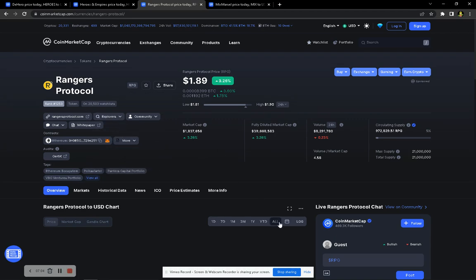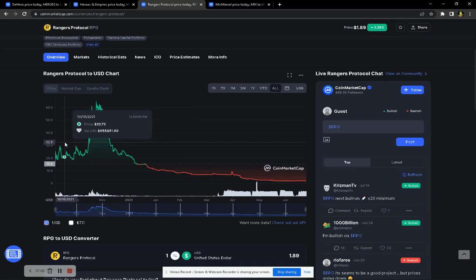Okay, we're going to check out the alt chart. You see, it looks kind of similar to Dehero and Heroes Empire. If you look at the charting, it's exactly the same thing. They actually came out around the exact same time, too. So if you look at it, they're doing the same thing.